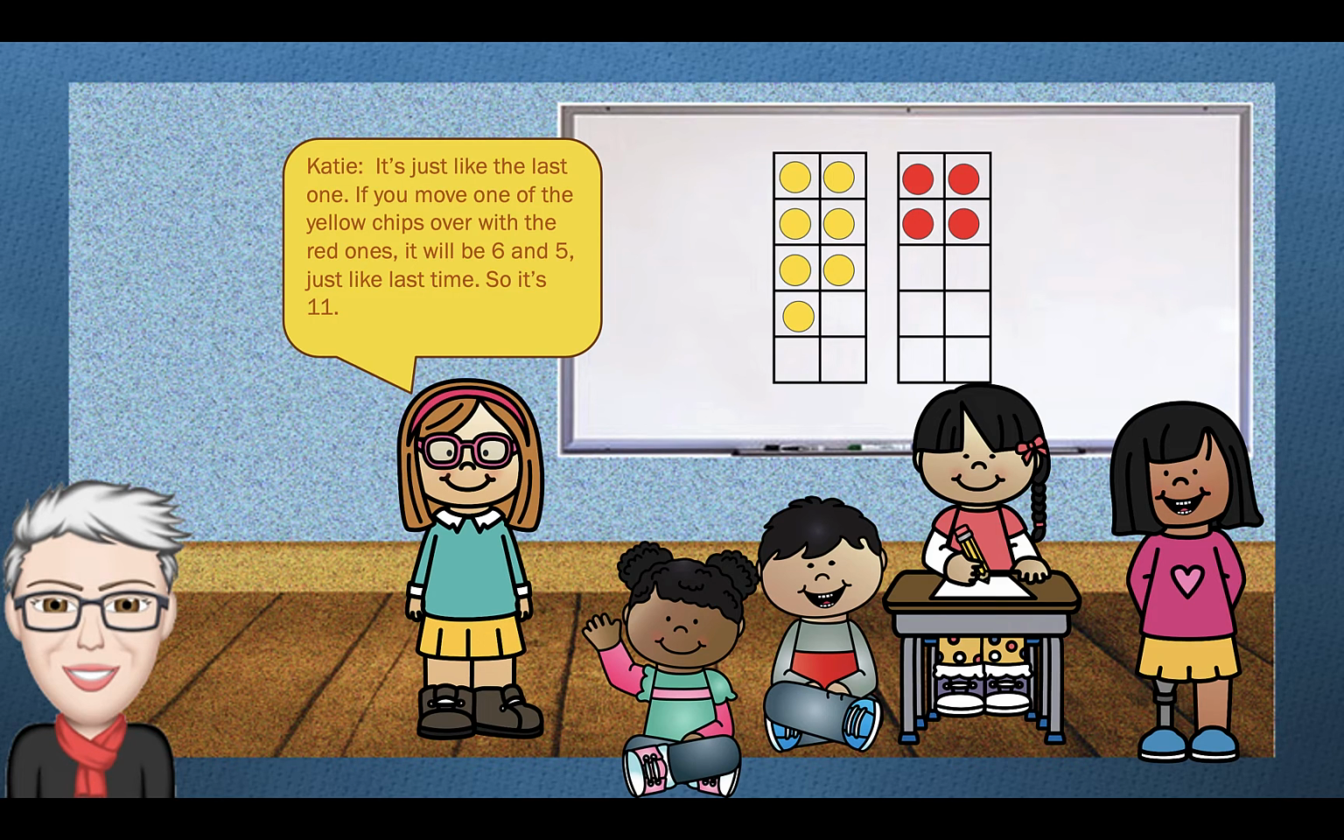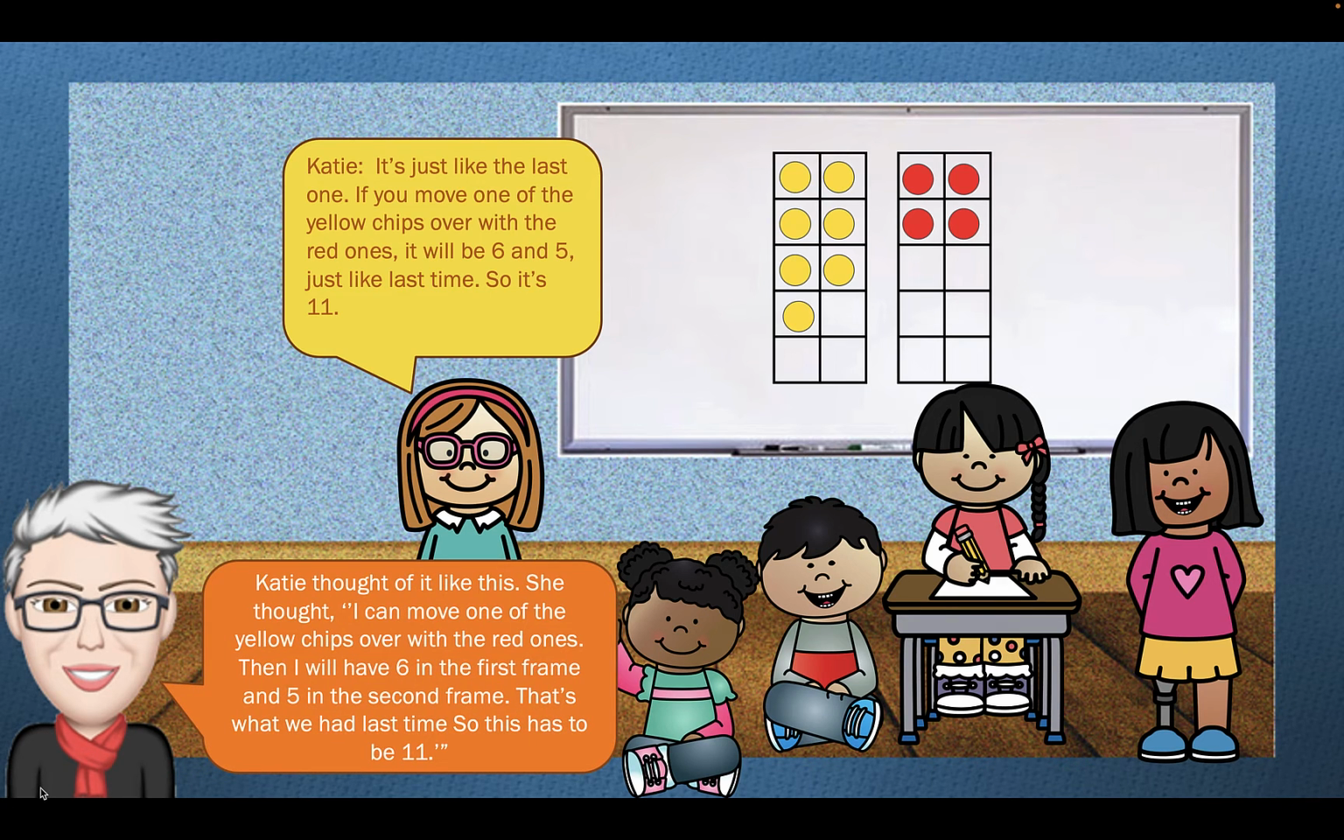For example, here the teacher might say, Katie thought of it like this. She thought, I can move one of the yellow chips over with the red ones. Then I will have 6 in the first frame and 5 in the second frame. That's what we had last time, so this has to be 11.